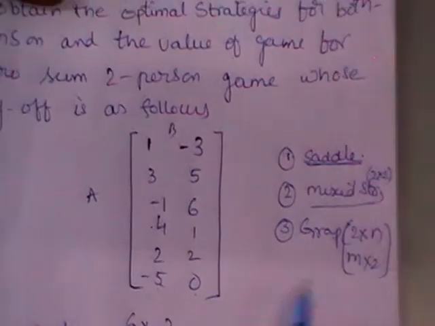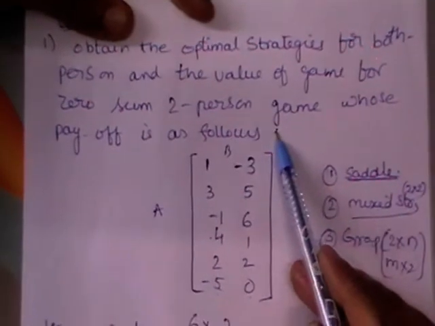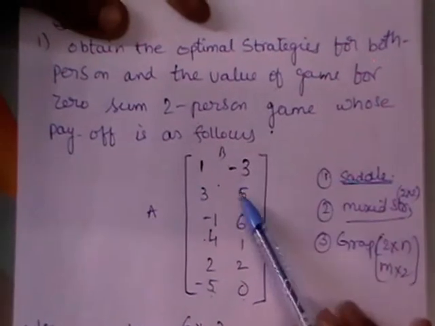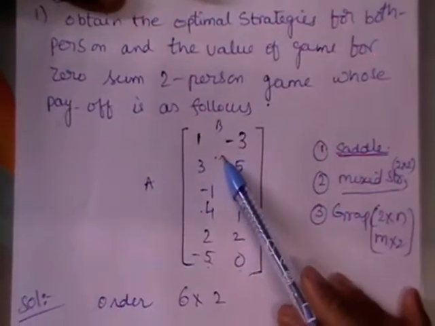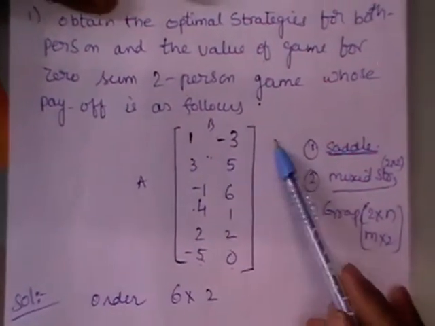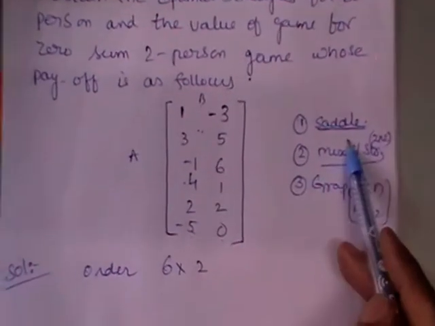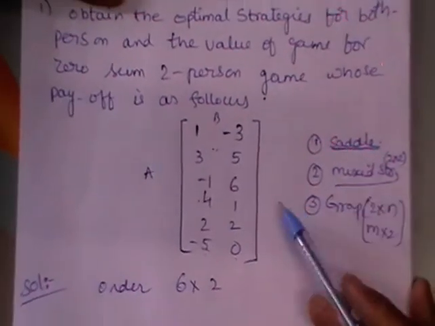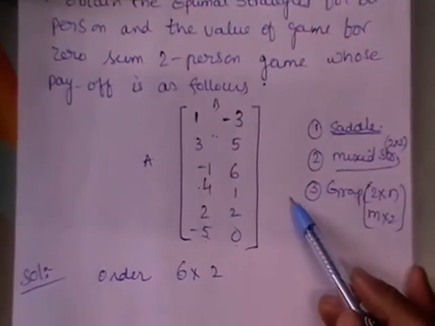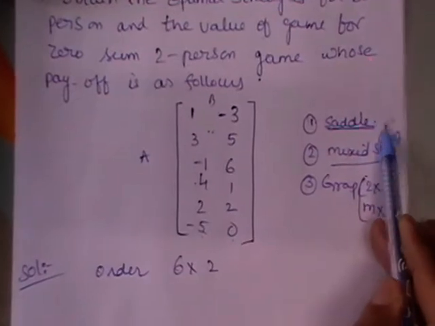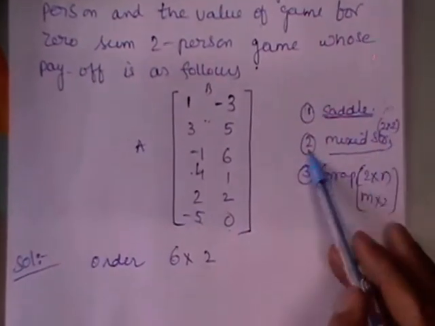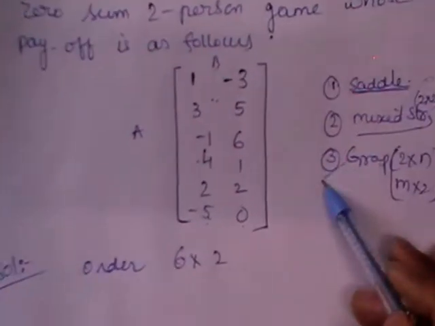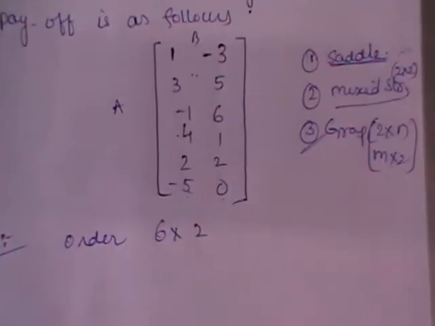Here in this question it's not specified which method to use. First check whether it has a saddle point or not. Find the maximin and minimax points. If those two are equal, you can use the saddle point method. Clearly, if you check it, it doesn't have a saddle point, so we cannot use this method. We also cannot use mixed strategies as this is of order 6 by 2. Moreover, the leftover method is the graphical method.